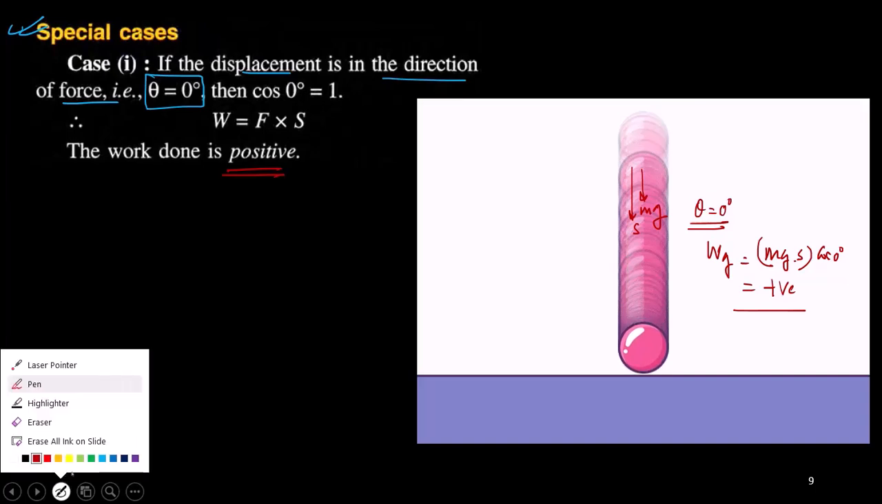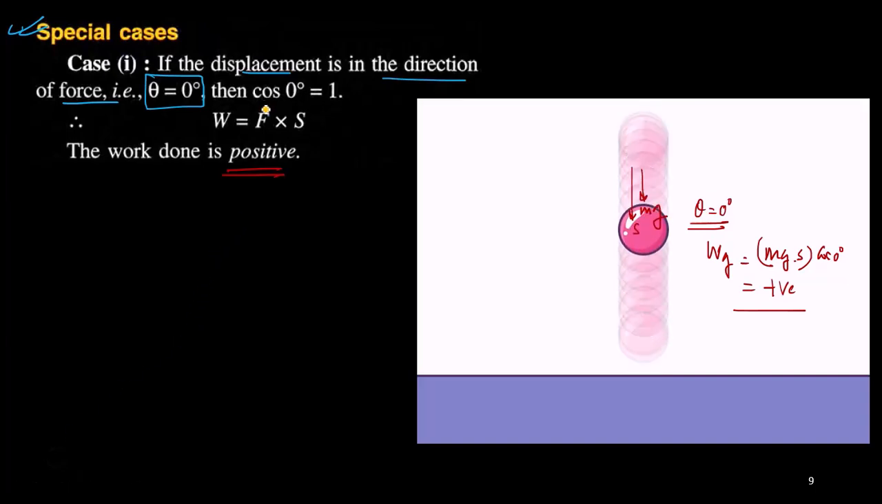So when the work is positive, when you are getting the answer of work as positive, what is the conclusion? Conclusion is that the speed of the body will increase. Speed of the body will increase. Okay, if the work done becomes positive, that means the speed of the body will increase.